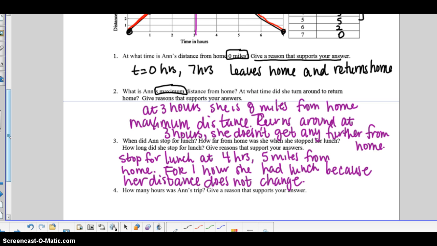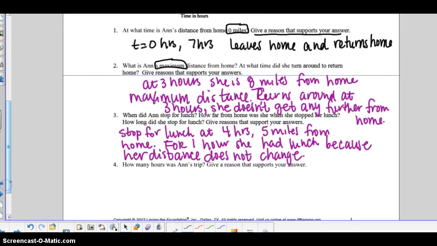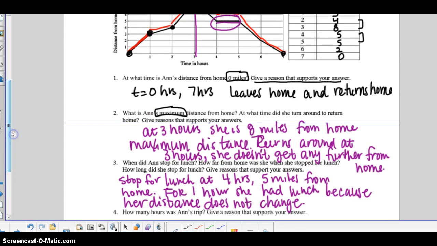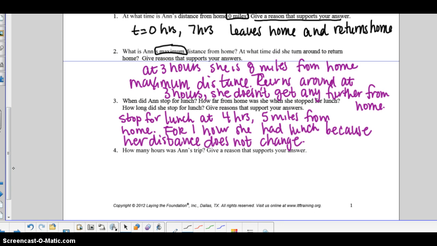And then finally in number 4, before we move on to the other page, how many hours was Anne's trip? Give a reason that supports your answer. Well, she started at 0 and ended at 7, so her trip lasted 7 hours. And the reason would be that's how long it took her to return home.